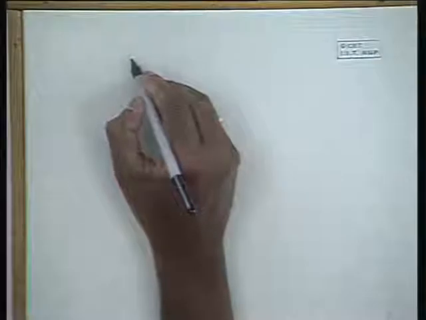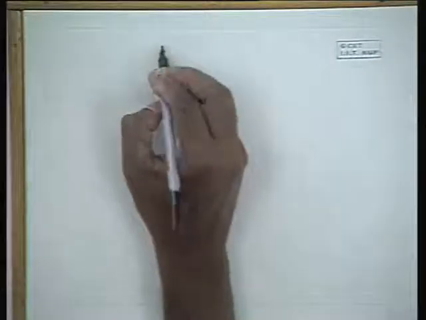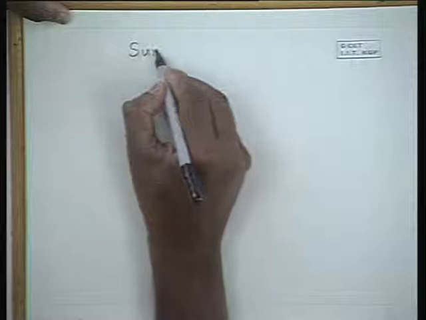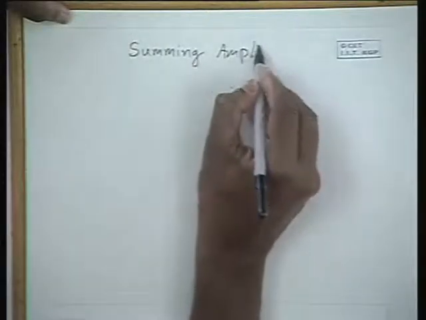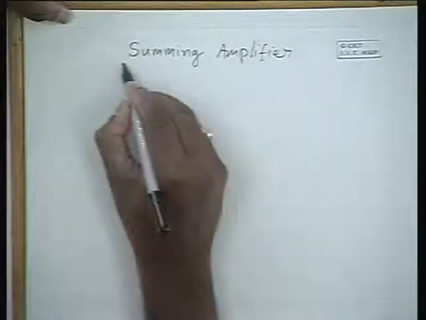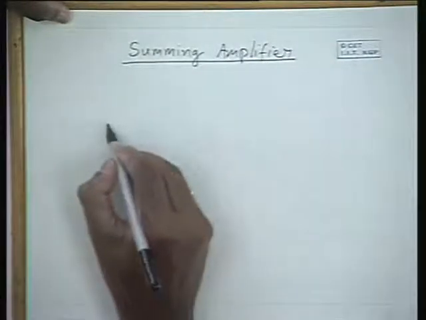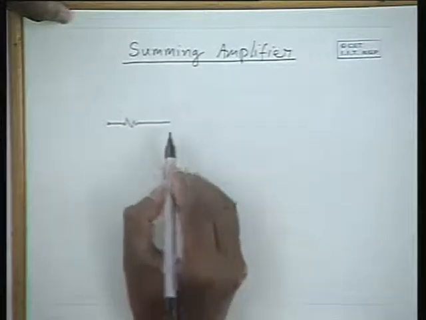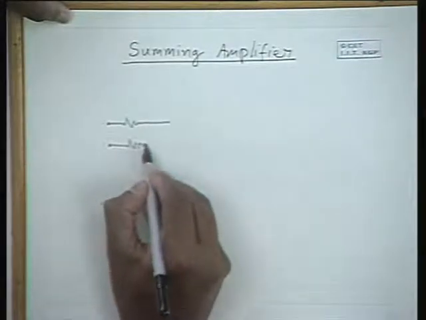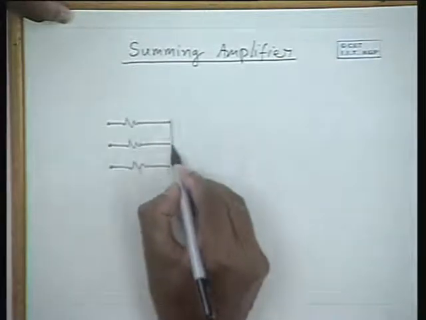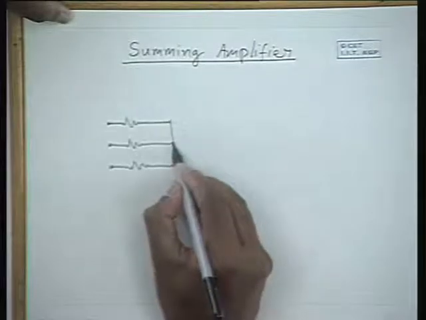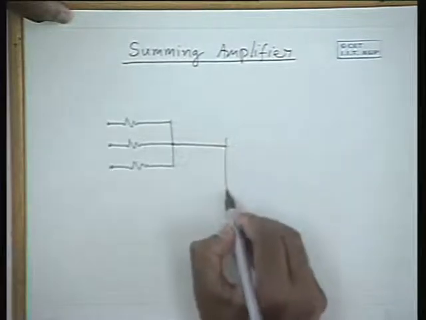Similarly, we can use the operational amplifier as a voltage adder, or we can use it as a summing amplifier. We can apply different voltages and sum them with different proportions using an operational amplifier.